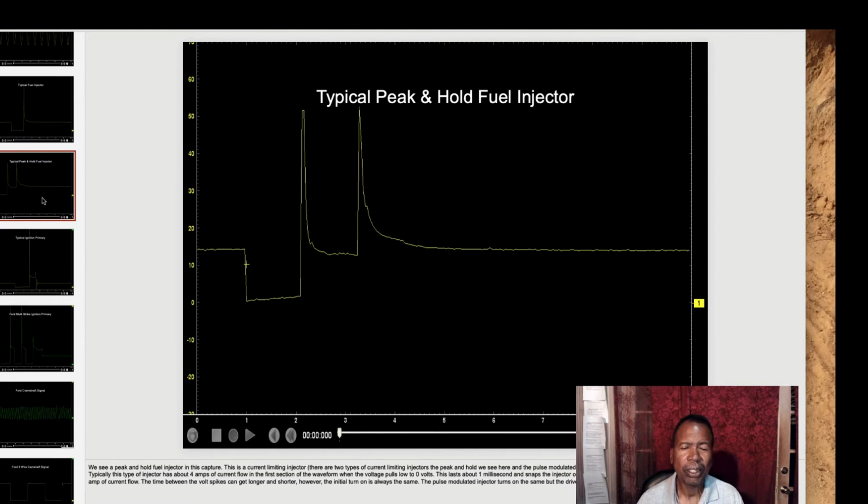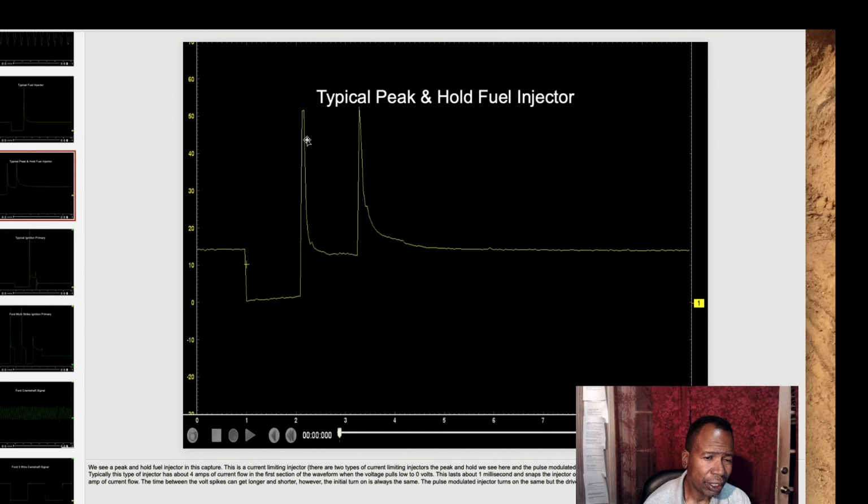This is a peak and hold injector. You usually see this on throttle body injection systems like Hondas or anything that's a throttle body. This particular one's a peak and hold. They also have a peak pulse modulating type that looks similar to this. What you see here again is system voltage. The PCM is pulling it to the ground, holding it to the ground, then turning it back off.